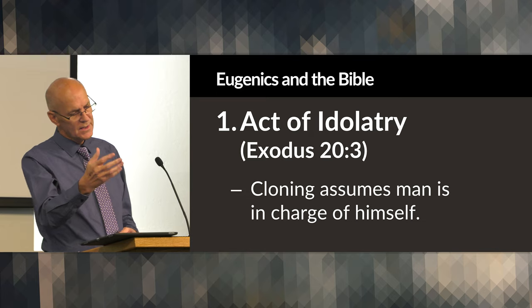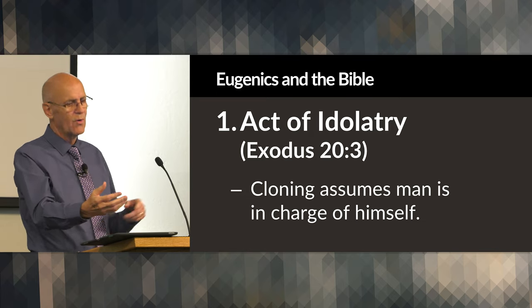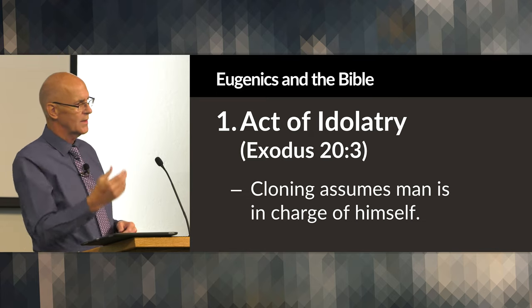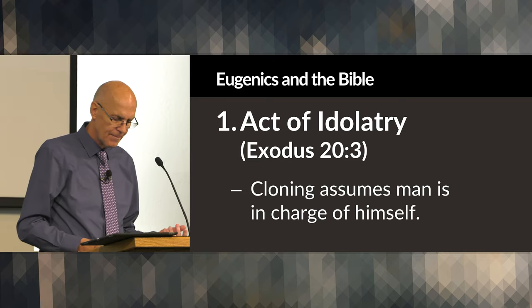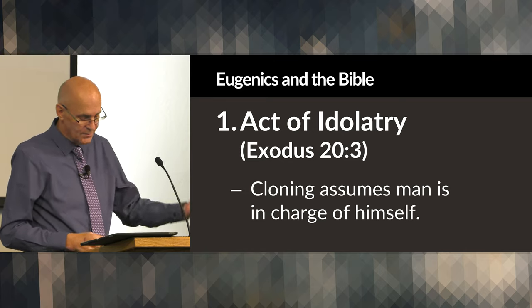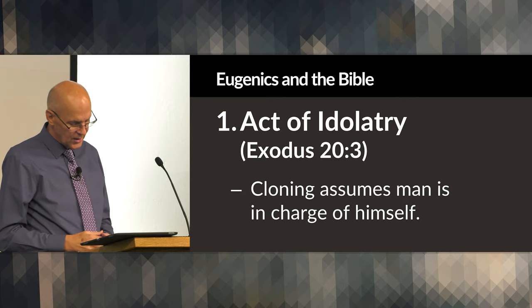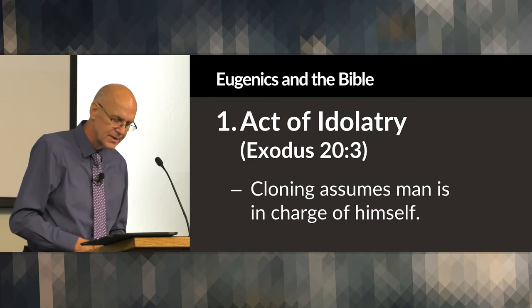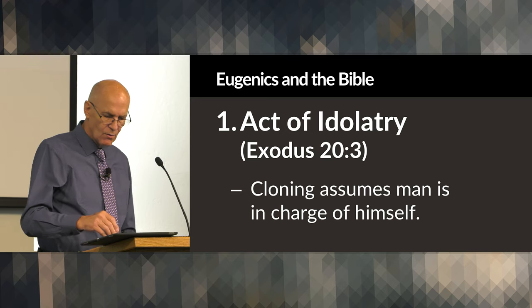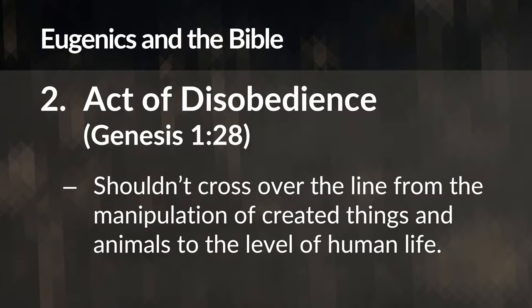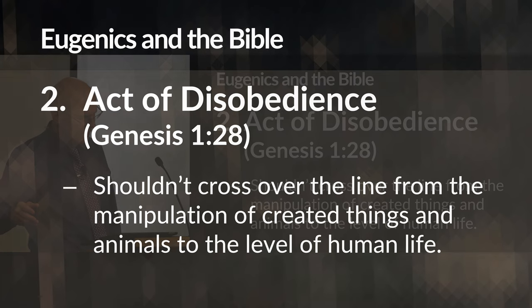This is what humanity is like, given by God. Well, we're going to improve humanity through science. Man is trying to take God's position in manipulating and ordering human existence. We shouldn't do it because it's also an act of disobedience. Man has no authority to cross over the line from manipulation of created things or animals to the level of human life. Who gave him that right?